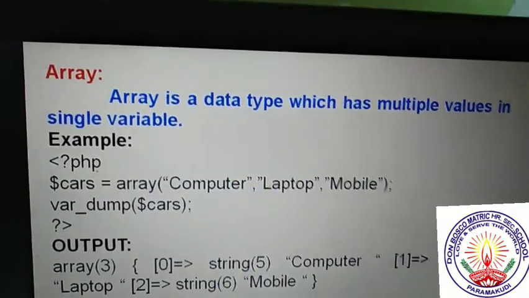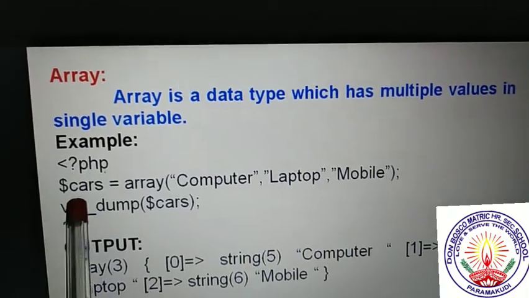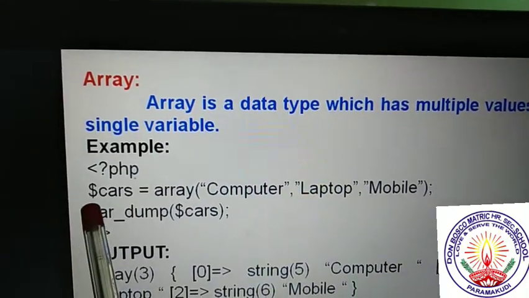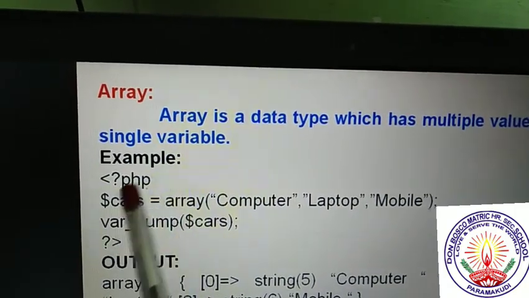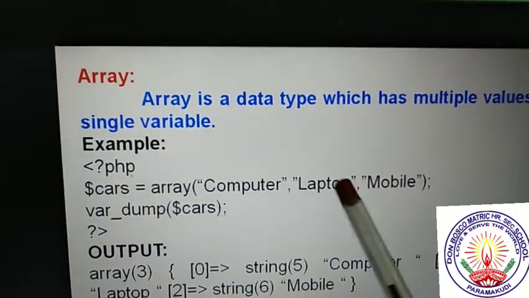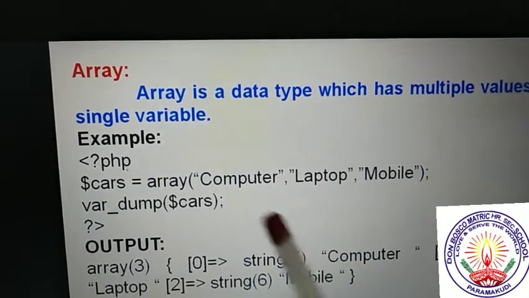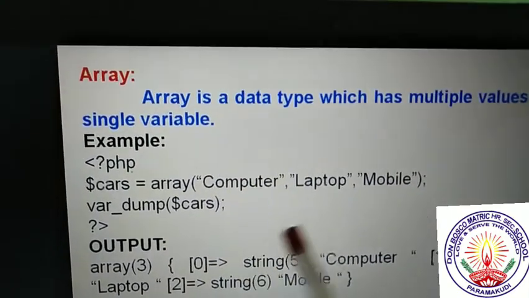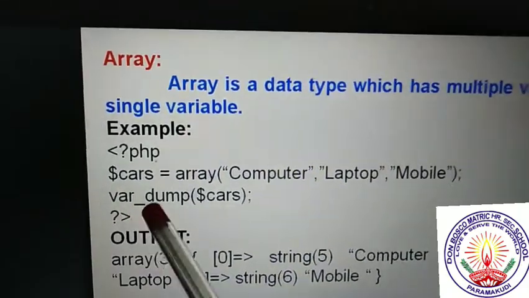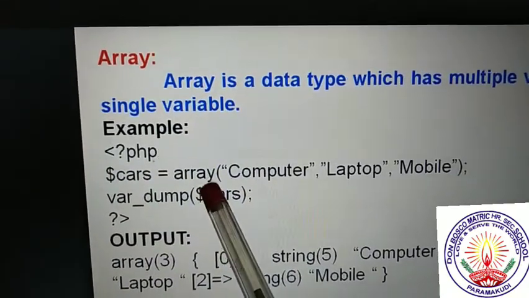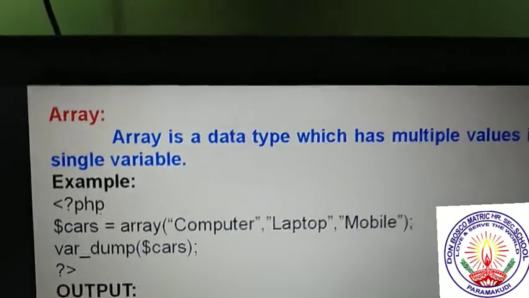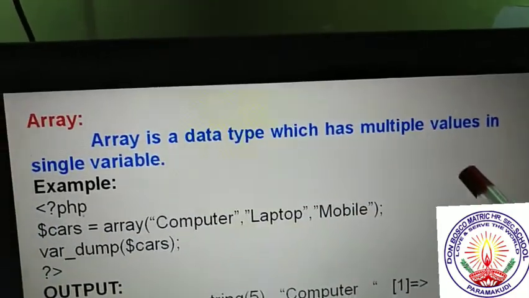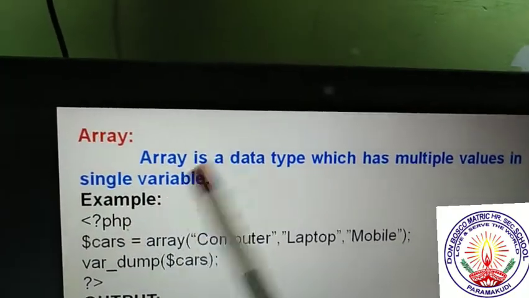So see here, one variable like $cars. Cars is one variable. The cars variable has more than two values: computer, laptop and mobile. So these three types of values are stored in cars, because we are using the array concept. So array means it has multiple values stored in a single variable.